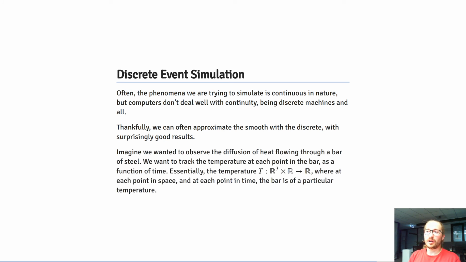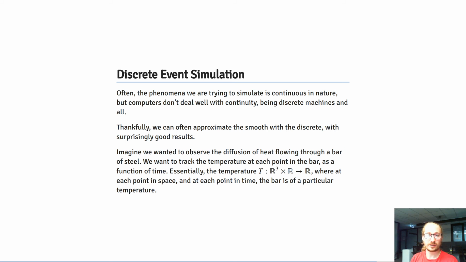So imagine we want to observe the diffusion of heat through a bar of steel. Essentially, the function we're trying to approximate is a function that takes 4 numbers. It takes a point in space, which is defined by an x, y, z coordinate, and it takes a moment in time, defined by maybe the number of seconds after we started the experiment, t. It takes those 4 values, an x, y, z location and a time t, and returns to me the temperature at that location. And what we would like to know is, for say a particular point, how does the temperature of it change as a function of time?